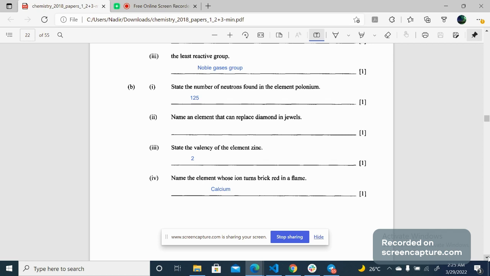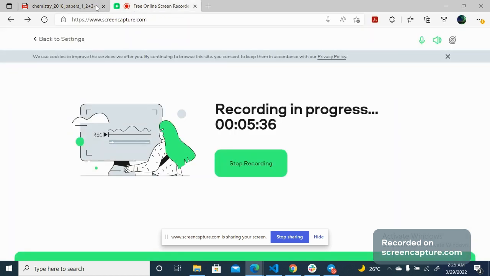So in this case of zinc, there are two. So that's what we have written in here. Okay, let me just check if we are fine with our recording or not. Okay, so the recording is carrying on.